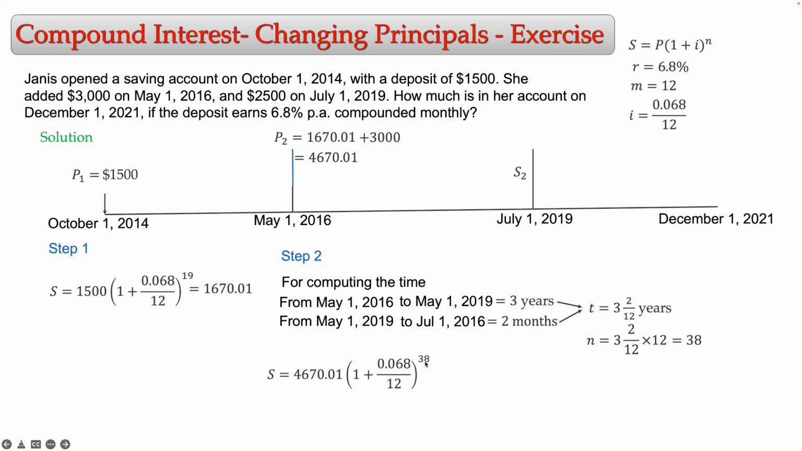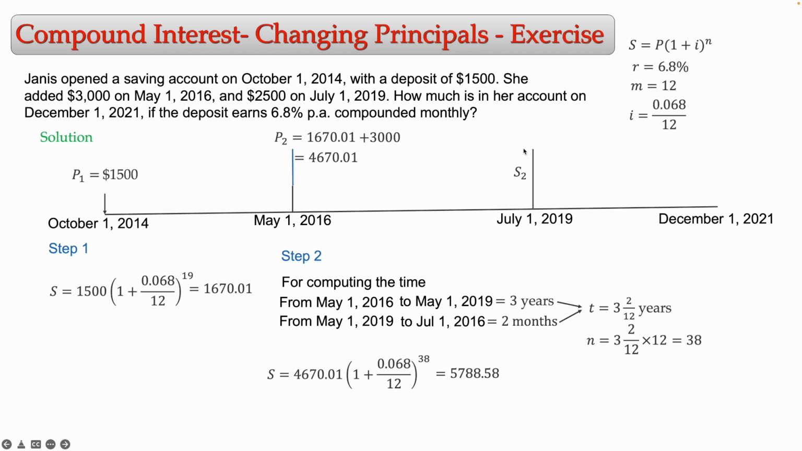Use your calculator in the same way we did it before. Type the number, open bracket, so type the principal, open bracket, 1 plus 0.068 divided by 12, close bracket, raise it to the power 38. I get in my calculator, rounded to 2 decimals, $5788.58 in this case. And this will be the future value that we have at the end of this period, on July 1st, 2019.